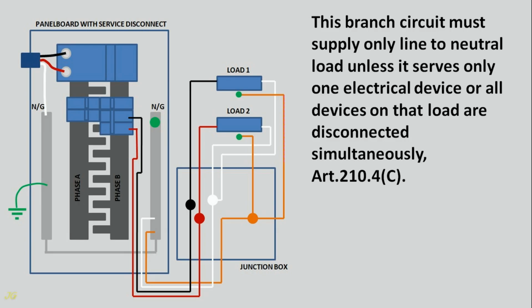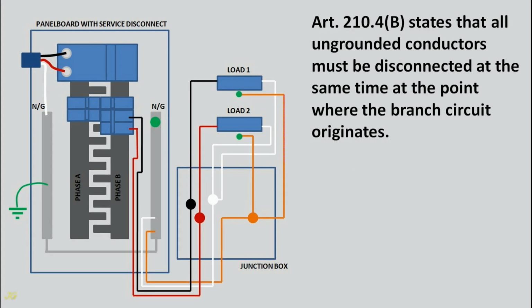Article 210.4(C). Article 210.4(B) states that all ungrounded conductors must be disconnected at the same time at the point where the branch circuit originates.